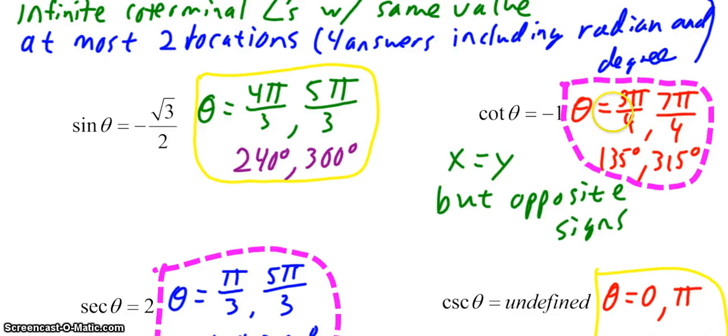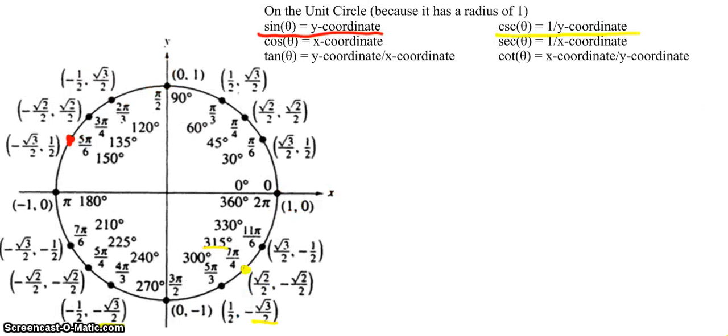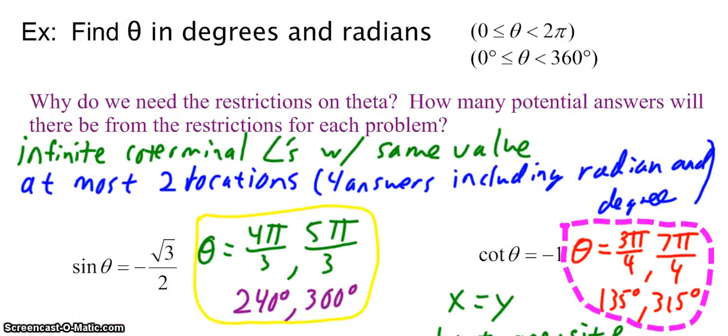So where does that occur? So I look on my unit circle, where are x and y the same but opposite signs? That's here at 3 pi fourths and at 7 pi fourths. Because here x is negative root 2 over 2 and y is root 2 over 2. Here x is root 2 over 2 and y is negative root 2 over 2. So if I divide those, I will get negative 1. So I have 3 pi fourths, 7 pi fourths, or 135 degrees and 315 degrees.